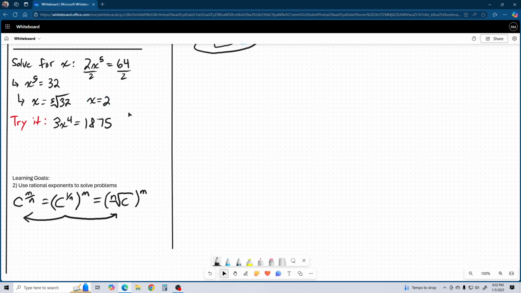All right, so let's give this a shot. It's going to be just like before. We have to isolate our variable first. So we have 3x to the fourth equals 1875. We're going to have to divide both sides by 3. I do not know 1875 divided by 3 off the top of my head, but I guess it's 625. That's not actually too hard. So let's simplify here, and we're going to get x to the fourth equals 625.